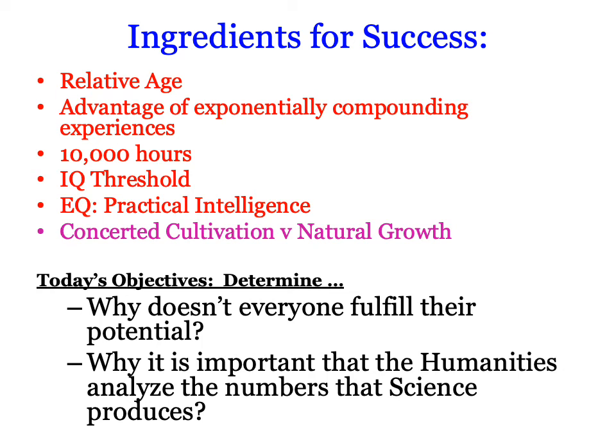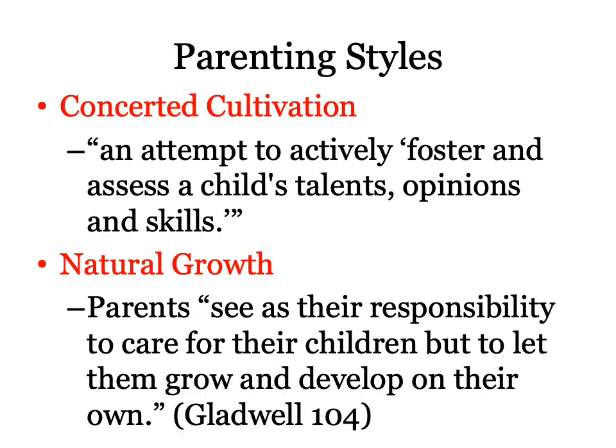We also want to appreciate that these two different parenting styles have profound impact on whether or not people achieve their potential. So, defining the two parenting styles that Gladwell will talk about, there's two. Concerted cultivation, which is probably what we see most of the time on the plateau. It's when parents attempt to actively foster and assess a child's talents, opinions, and skills. If the child says, I'd like to play a violin, the parent gets a violin and pays someone to give them lessons or teaches them themselves. This is concerted cultivation. Natural growth is parents who see it as their responsibility to care for their children, to let them grow and develop on their own.